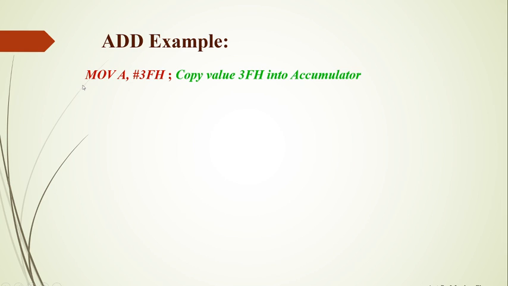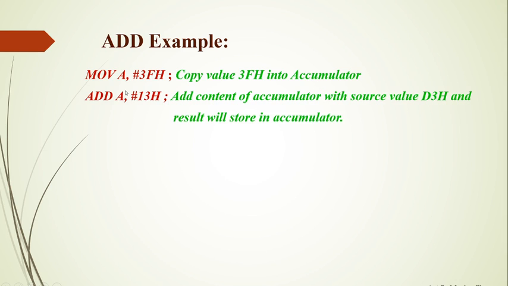Let's see the example in detail. Here the first instruction is given, MOV A, #3FH. That means this instruction copies the value 3FH into the accumulator. And the next instruction is ADD A, #13H. This instruction adds the content of the accumulator with the value 13H and the result is stored into the accumulator.